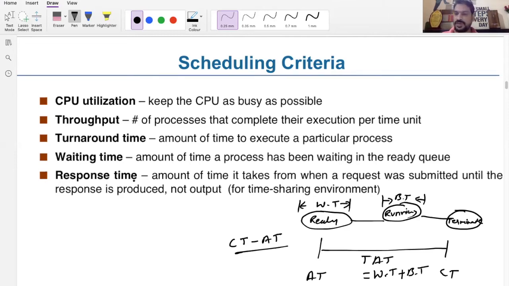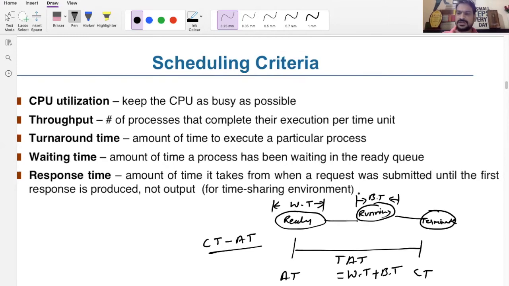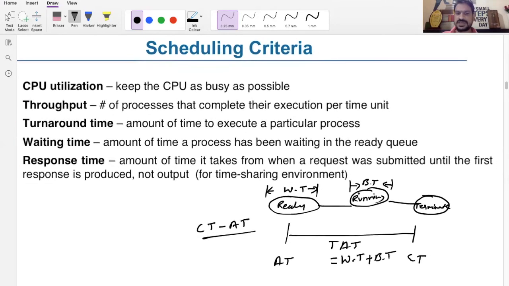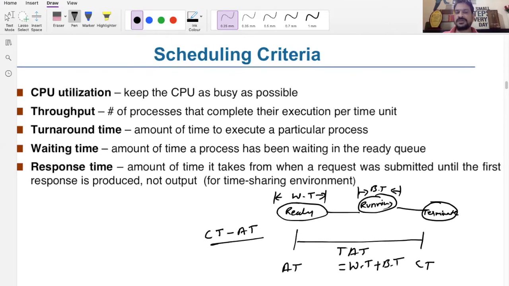Response time, what do we mean by response time? It is the time when a process is getting its first CPU. So the amount of time it takes from when a request was submitted until the first response is produced, not output, for a time sharing environment. That is, when a process is first allocated the CPU, that particular time is called response time.